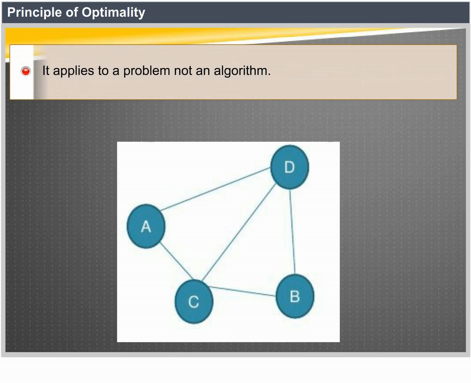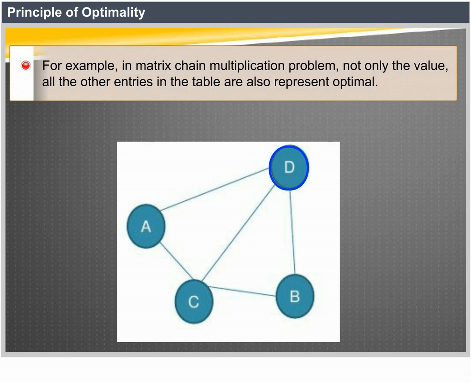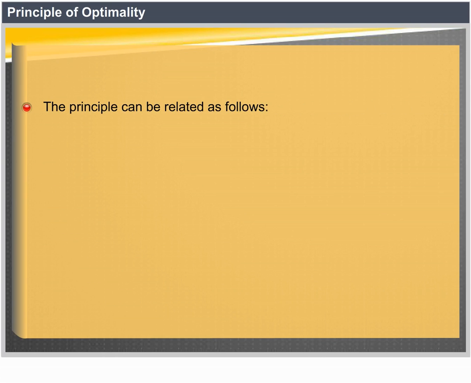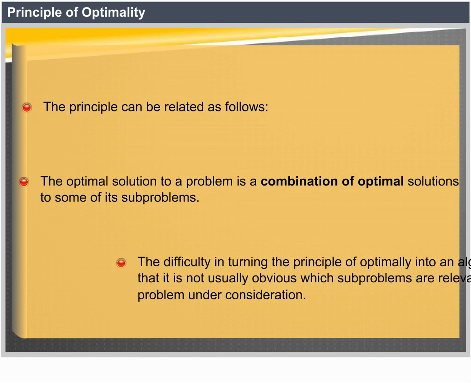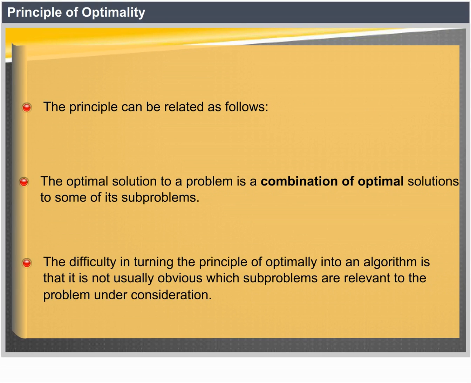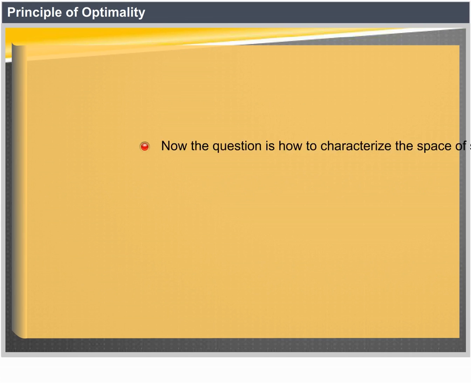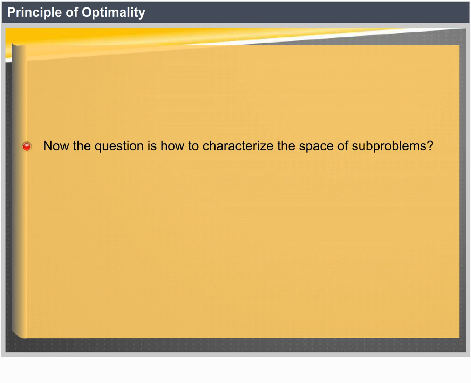For example, in the matrix chain multiplication problem, not only the value, but all the other entries in the table also represent optimal solutions. This principle can be stated as follows. The optimal solution to a problem is a combination of optimal solutions to some of its subproblems. The difficulty in turning the principle of optimality into an algorithm is that it is not usually obvious which subproblems are relevant to the problem under consideration. Now the question is how to characterize the space of subproblems. Keep the space as simple as possible. Expand it as necessary.